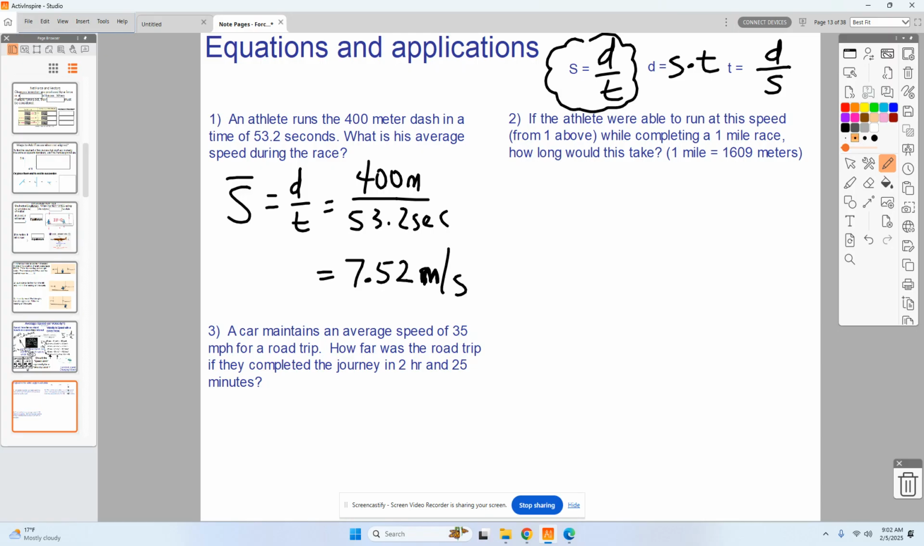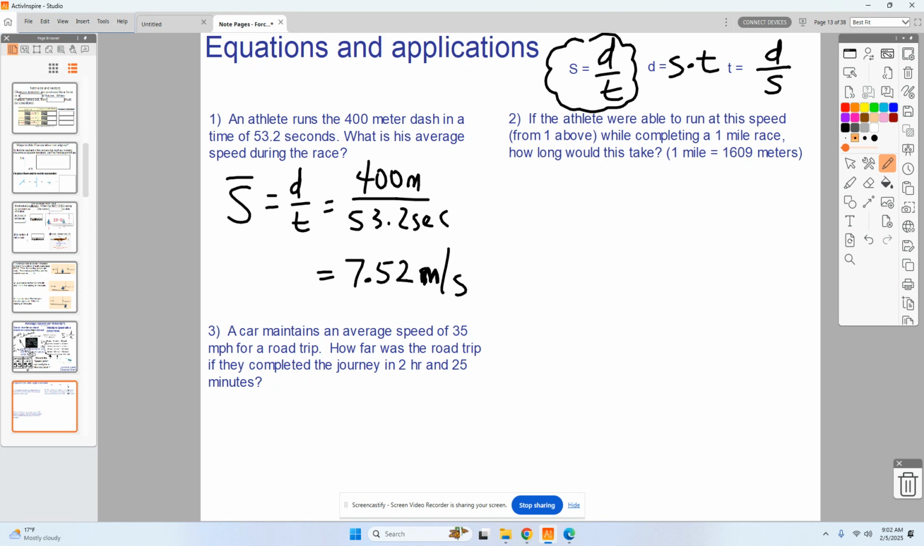That's a pretty good time. Now what I want to do is figure out, that's a pretty good speed. What I'd like to do is figure out how long it would take if that person could run the mile at that speed. How long would that take?